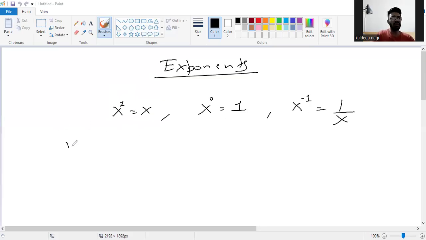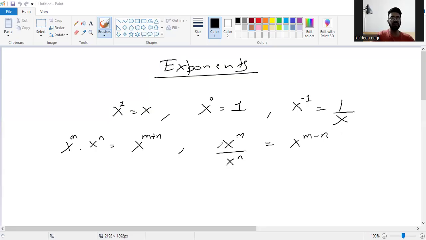Now, if there are two numbers which have similar bases and different powers, and they are in multiplication, you can combine them by adding their powers. If the bases are the same, the powers are different, and the numbers are in division, you can combine them by reducing their powers, m minus n.